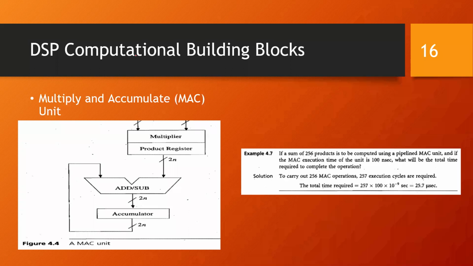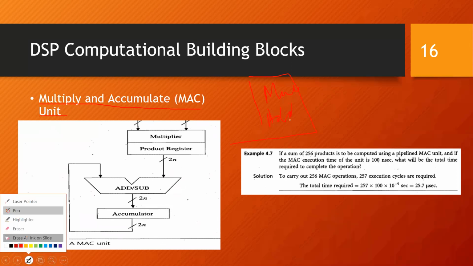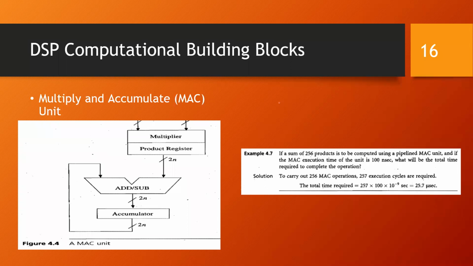So the next block which comes is multiply and accumulate. In your microprocessor, you had seen that you had a multiplier separately and an adder separately. Now, in a DSP implementation, for example, if you just look at convolution, you have x of n convolved with h of n minus m. So you have something of this form.